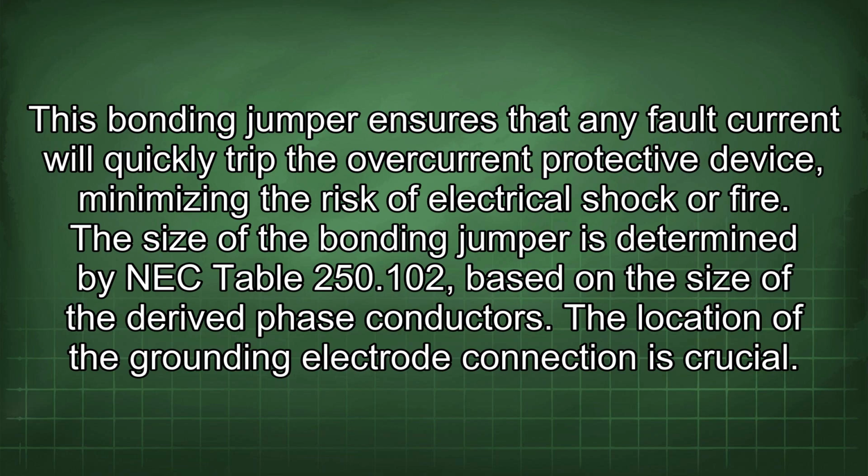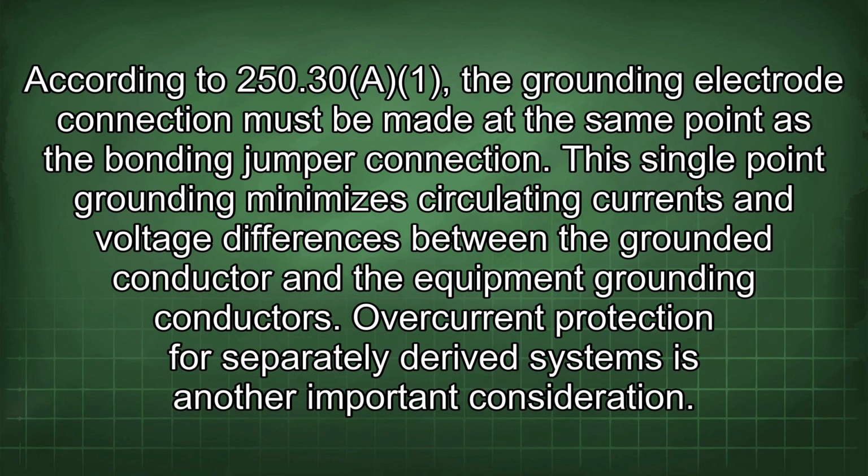The location of the grounding electrode connection is crucial. According to 250.30(A)(1), the grounding electrode connection must be made at the same point as the bonding jumper connection. This single-point grounding minimizes circulating currents and voltage differences between the grounded conductor and the equipment grounding conductors.